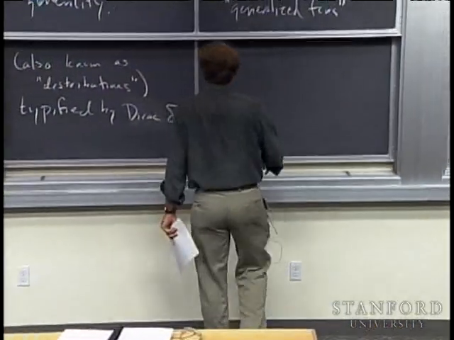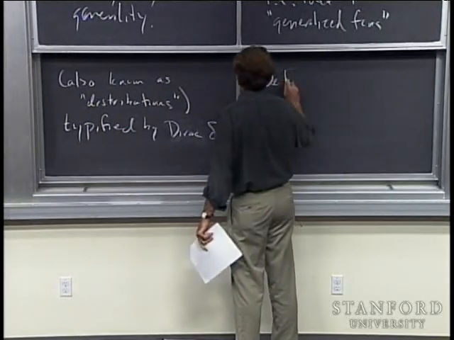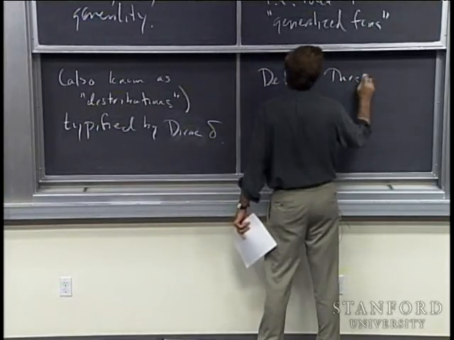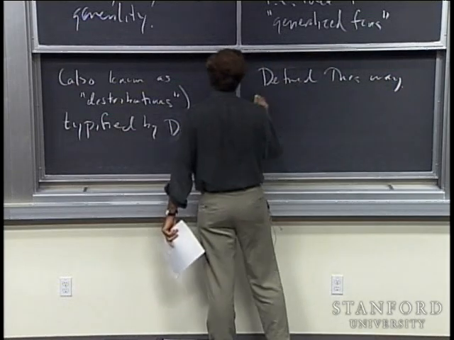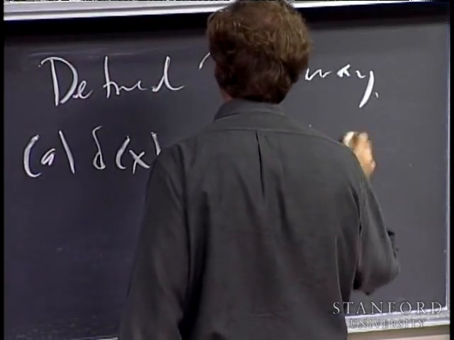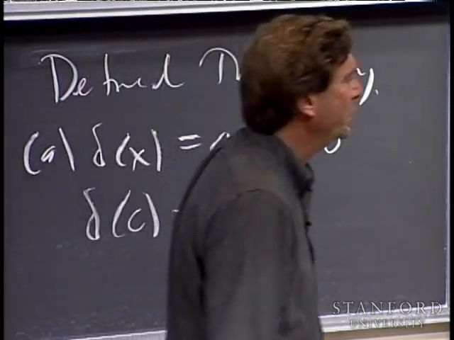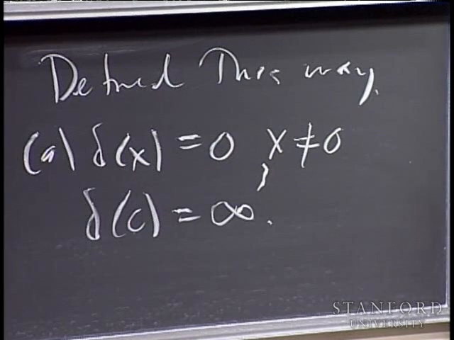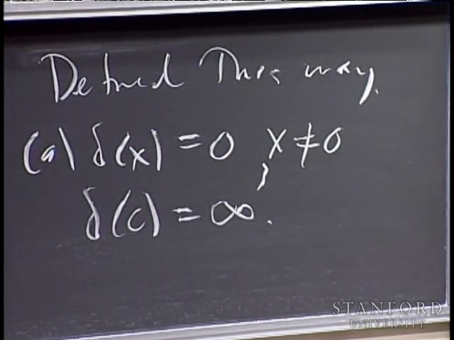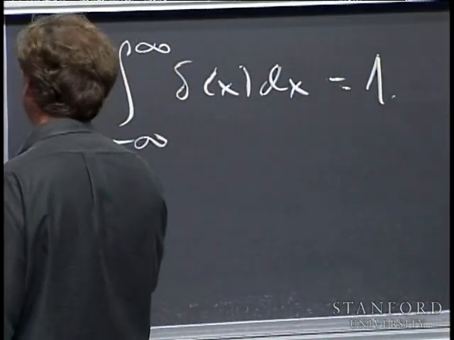All right, so what are those statements that are complete bullshit? You often see it defined this way. A, delta of x is equal to 0 for x different from 0, but at 0, it's infinity. B, the integral from minus infinity to infinity of delta of x dx is equal to 1. This function, which is 0 everywhere except at one point, and its total integral is equal to 1.